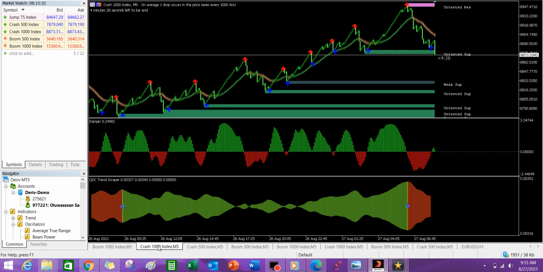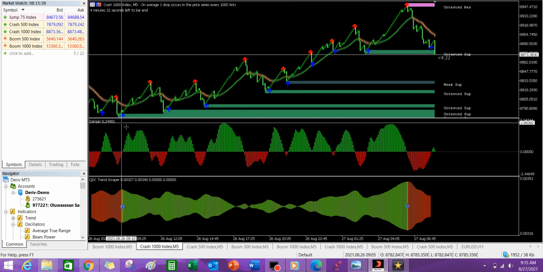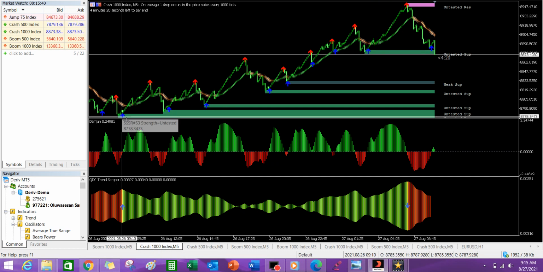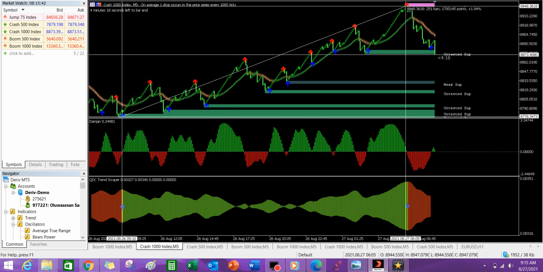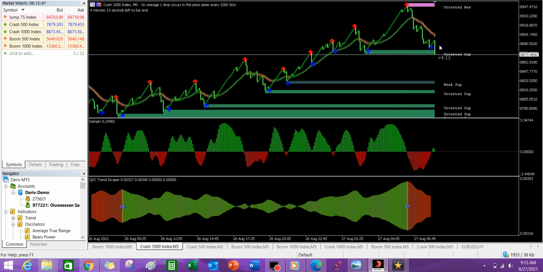Let's check out other assets, guys. Okay, this is crash 1000. For crash 1000, you can see this long uptrend. It started from here, from this support zone, and it went up to this level to end the trend. Right now it is on downtrend, and it has been crashing since then. It is about breaking out from this support zone. Once broken out successfully, then we should be looking at around this region for it. Okay, so that is how to trade it.